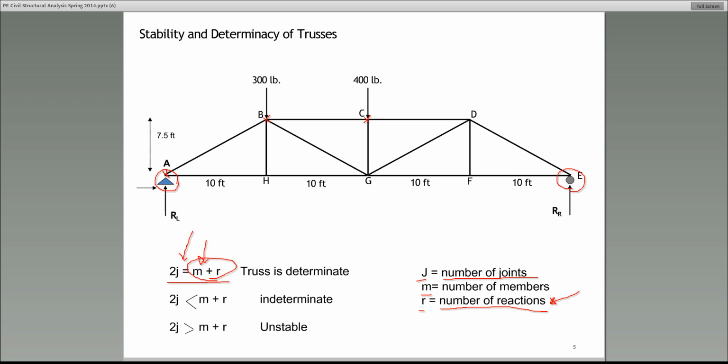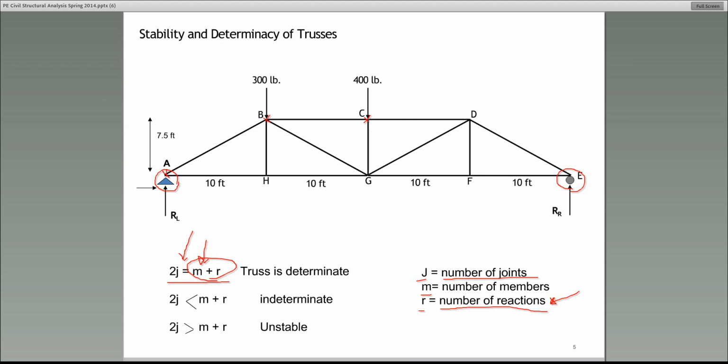What about the left-hand side? Left-hand side is 2 times j. J is the number of joints. How many joints are there? Just count them. A, B, C, D, E, F, G, H. How many do you get? John Taylor says 8. I agree. So j is 8. But you multiply that by 2. 2 times 8 is 16. So if 16, the right-hand side and the left-hand side, are equal, then the truss is determinate. In this case, the truss is determinate. That's all there is to it.